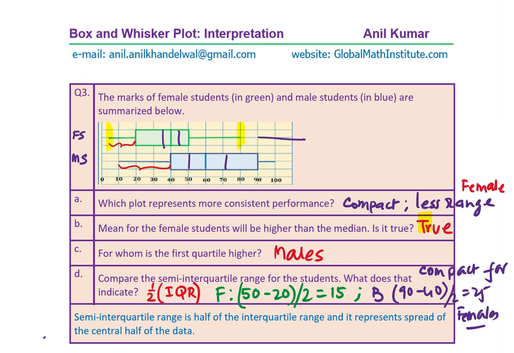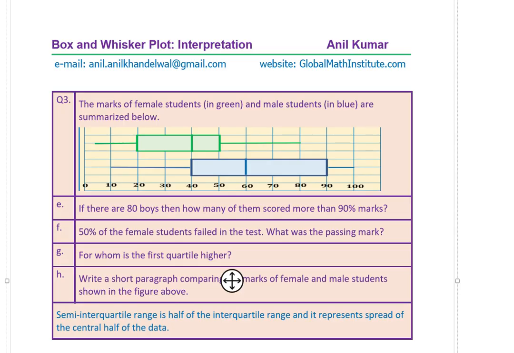So this is more compact, consistent. So that is how you can actually compare, because based on the range, right? So I hope that is very clear. Once again, semi-interquartile range is half of the interquartile range and it represents the spread of the central half of the data, right? So that is important to understand. We'll extend this and have a few more questions based on the information given to us.